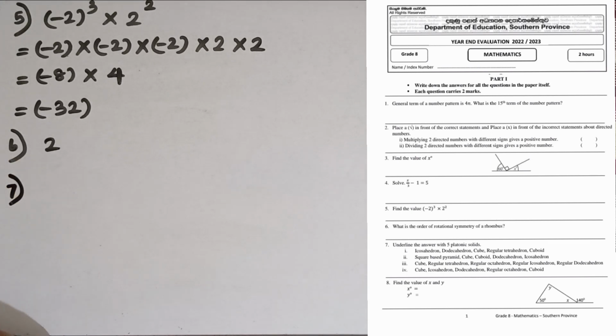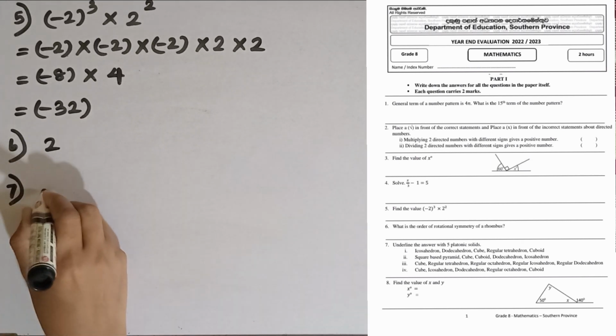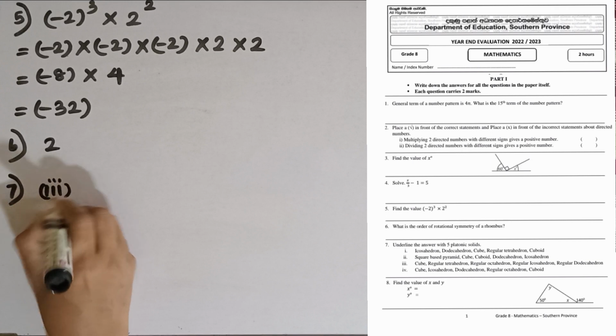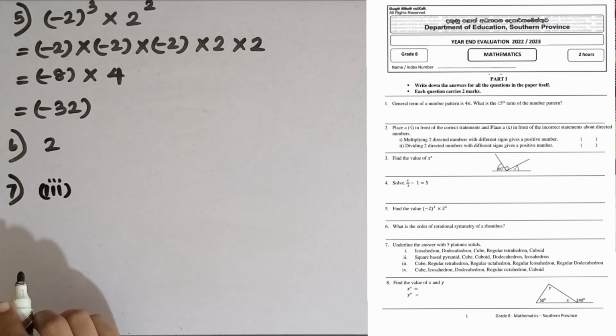Then question number 7. Underline the answer with the platonic solids. In the first answer, we have a cuboid. That is not a platonic solid. In the second one, we have a cuboid. In that also, that is not a regular polygon. That is not a platonic solid. Then in 4 also, we have a cuboid. So 3 is the answer. The platonic solids are cube, regular tetrahedron, regular octahedron, regular icosahedron and regular dodecahedron.